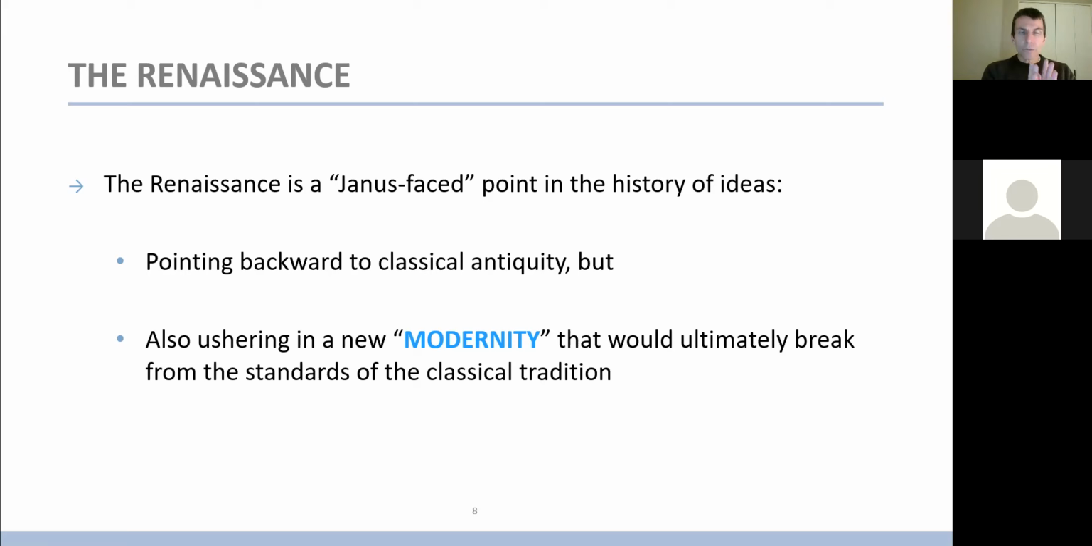But in a sense, it's also ushering in this era of modernity that I'm talking about. So it's pointing forward. And now we have scholarly debates about whether we should call it the Renaissance or the early modern era. Sometimes I call it the early modern era, sometimes I call it the Renaissance, but there are people who have passionate views about that.